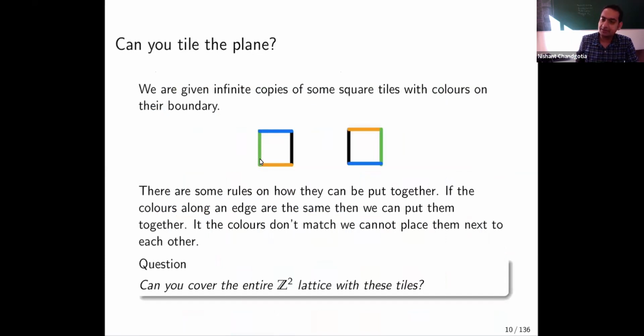Now, the question that we want to ask is the following. I will give you a finite set of tiles with color specified. I won't let you rotate the tiles or anything. I'll give it to you in a particular orientation. And the question I will ask you is, can you cover the entire Z2 lattice with these tiles?